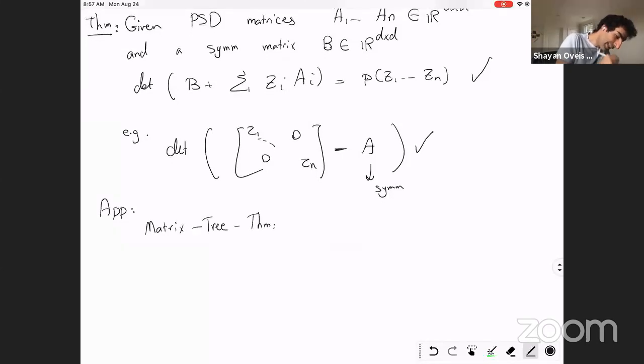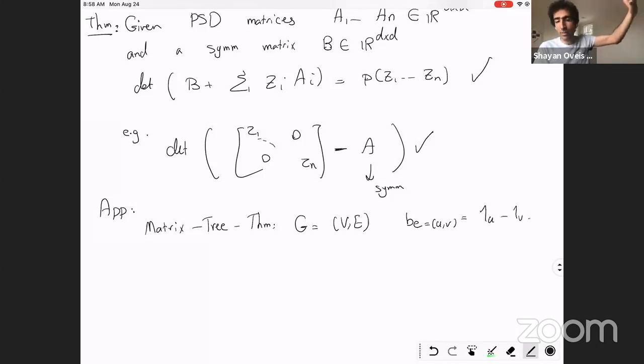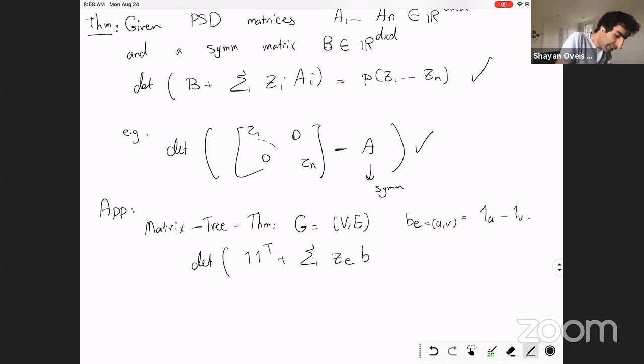I proved the following fact: if you have an undirected graph G, you have these vectors BE for every edge E, where, if E is UV, BE is the indicator of U minus the indicator of V. It's a vector which is +1 on one endpoint, -1 on the other endpoint, and 0 everywhere else. Then you look at this polynomial, the determinant of 1 transpose plus the summation of ZE, BE, BE transpose. This polynomial is exactly equal to the summation over all spanning trees of the graph, of the product over E in T of ZE, maybe up to a factor of n squared.